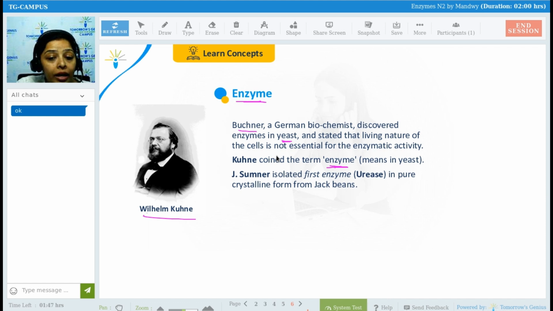Wilhelm Kuhne coined the term: the substance that Buchner discovered in yeast was nothing but the enzyme. He coined the term enzyme. Then another scientist came, J. Sumner. He isolated the enzyme from the jack bean, the enzyme urease, and he crystallized the pure form of the enzyme. So this is the history, of which the most important is Wilhelm Kuhne.